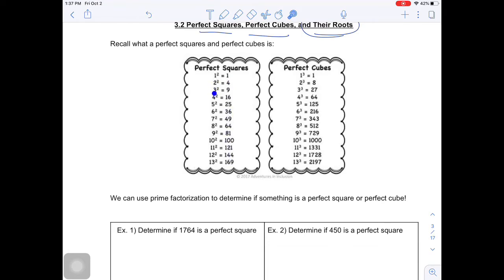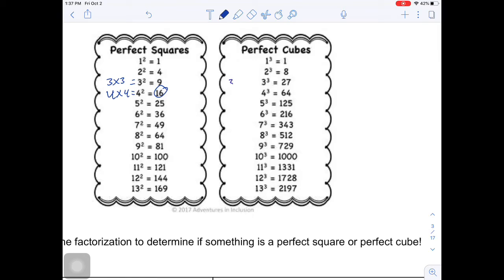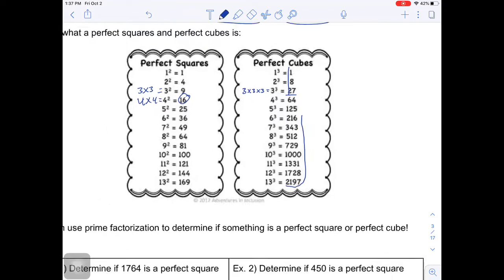So here, 3 squared equals 9. Remember what 3 squared is. That's just 3 times 3. 4 times 4 equals 4 squared, which is 16. So that's a perfect square. Perfect cube's a little different. This is 3 times 3 times 3, which is 3 cubed, and that equals 27. So all of these on this side here are perfect cubes.